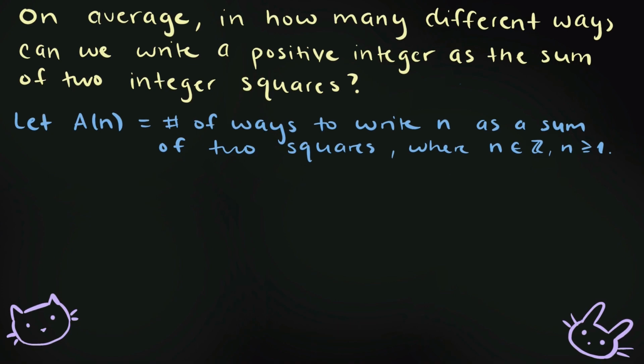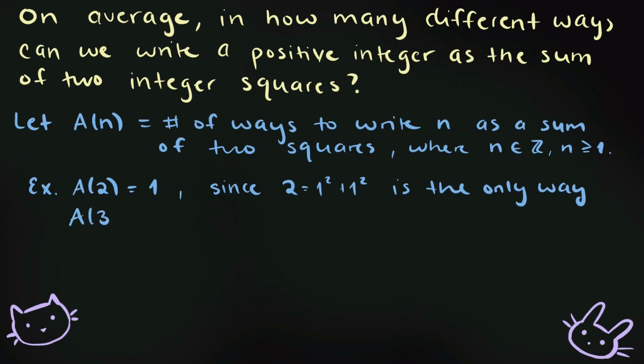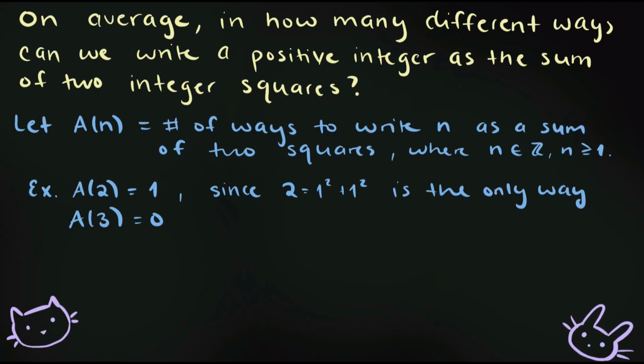Here are some examples. So a of 2 is 1, since all you can do is say 2 is equal to 1 plus 1. A of 3 is 0. So if you remember from the last theorem we proved, 3 is a prime of the form 4m plus 3. And so the prime decomposition of 3 is just 3, since it's a prime. So by that theorem, it says you can't write 3 as a sum of two squares, so a of 3 is 0.